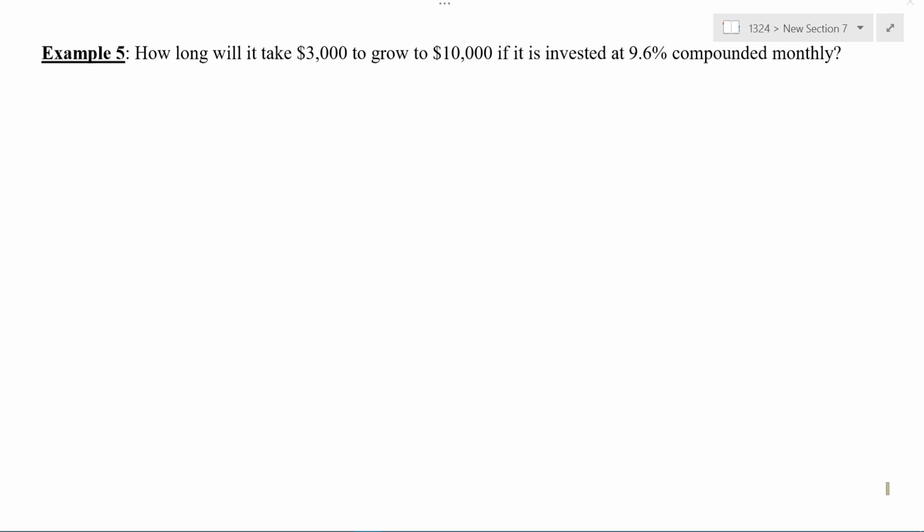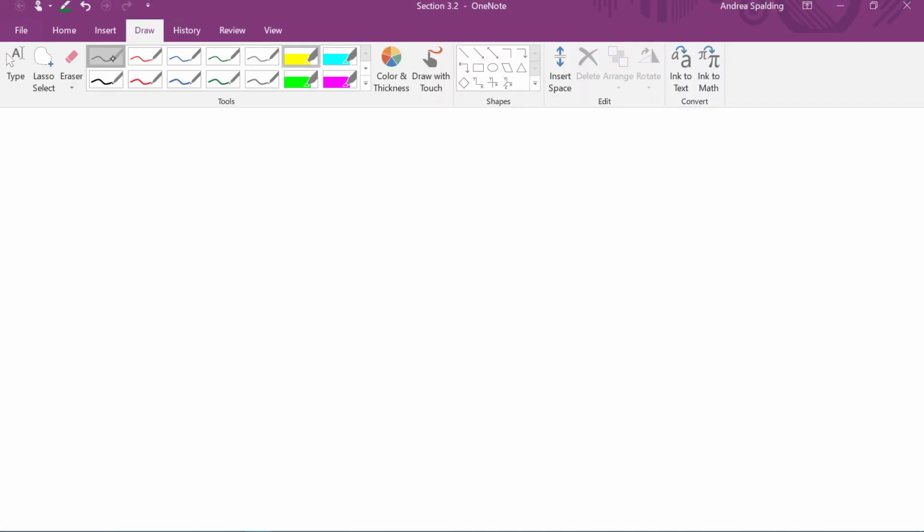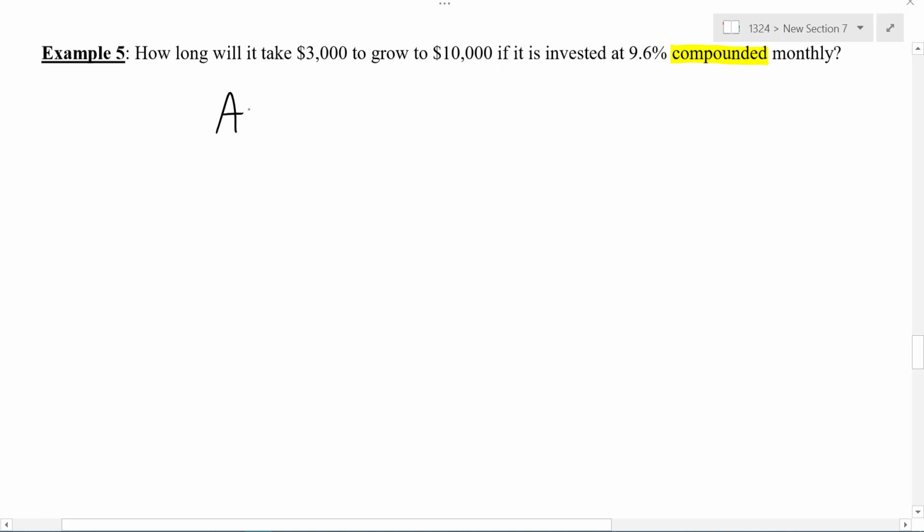Example 5. How long will it take $3,000 to grow to $10,000 if it is invested at 9.6% compounded monthly? So I see that word compounded, so we're going to use our compound interest formula. A equals P times (1 plus R divided by M) to the M times T power.